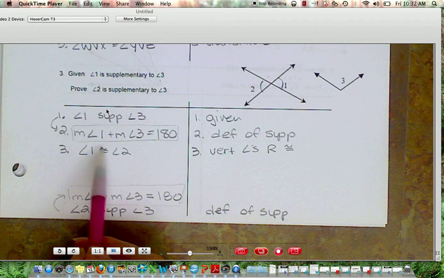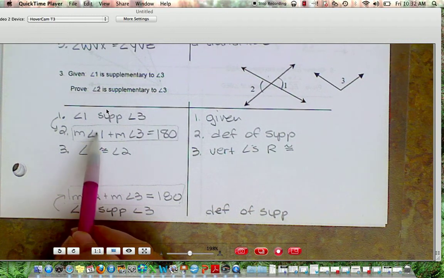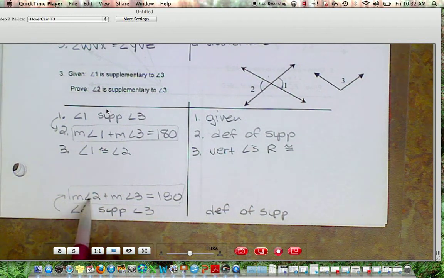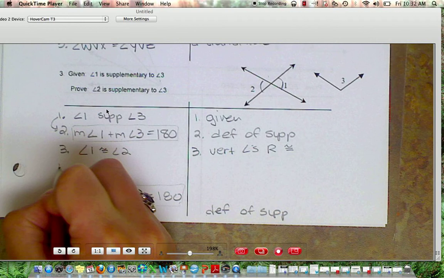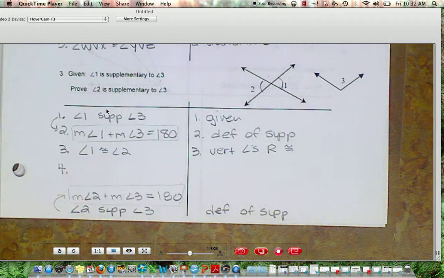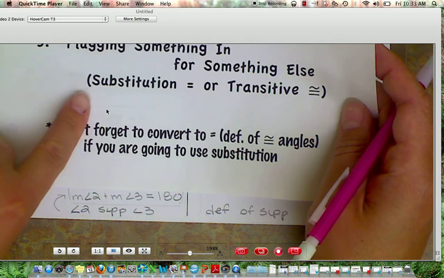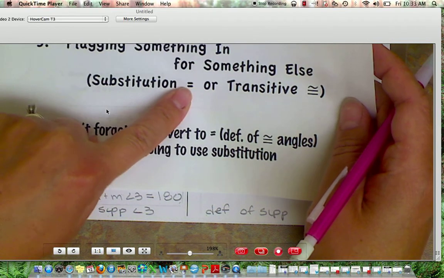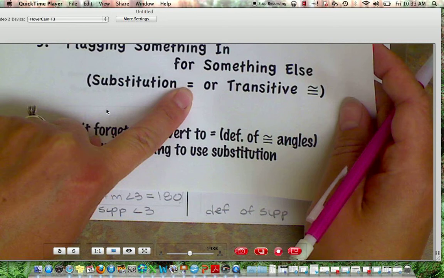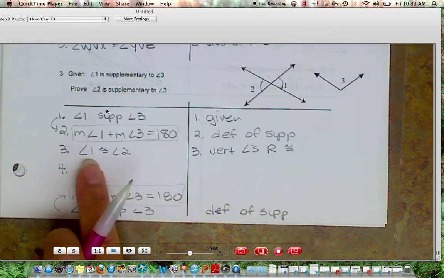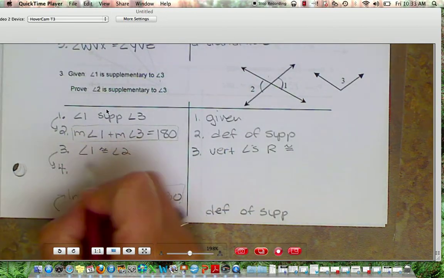Now, how can we get rid of this 1 and put this 2 in its place? And some of you are probably saying substitution. That is exactly right. The only problem is that we can only plug something in for something else. If we're going to use substitution, it's got to be an equality. So we have to convert this to equality so that we can do the substitution step.